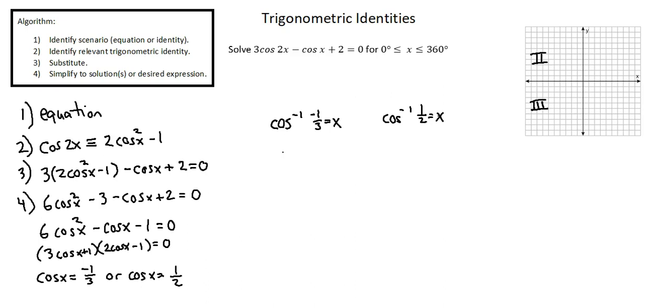We'll use the calculator for the first equation. Inverse cosine of negative 1/3 gives us a value of 109.5 degrees. That's the value that is in quadrant 2. In order to find the other angle that has the same cosine value, the equation we're going to use is cosine of theta equals cosine of 360 degrees minus theta, which gives us a value of 250.5 degrees, which is our second solution for x.